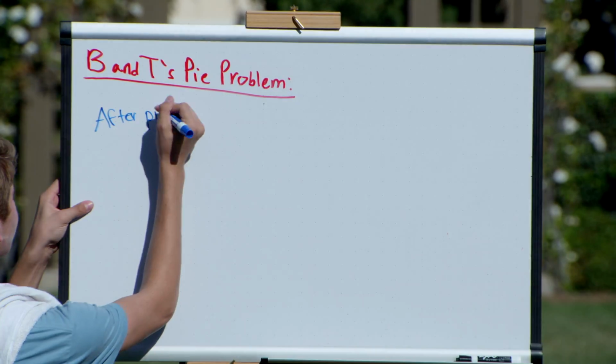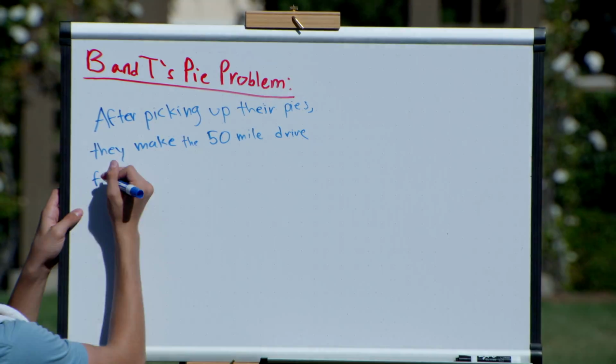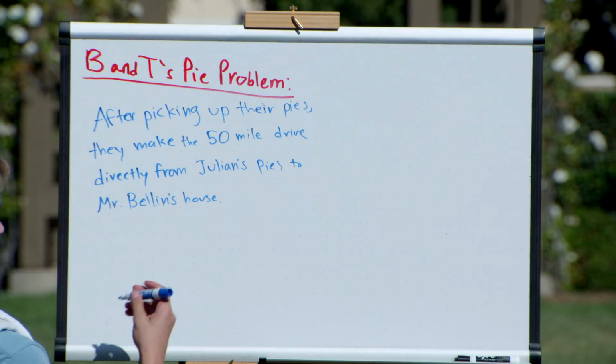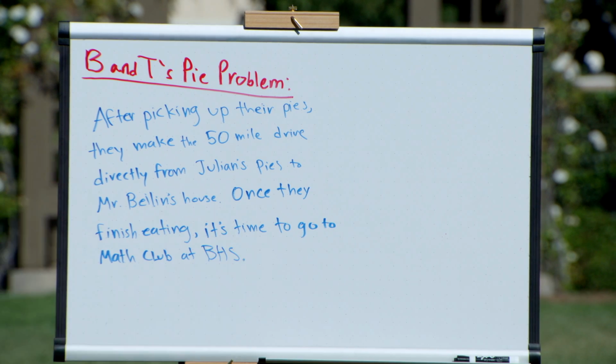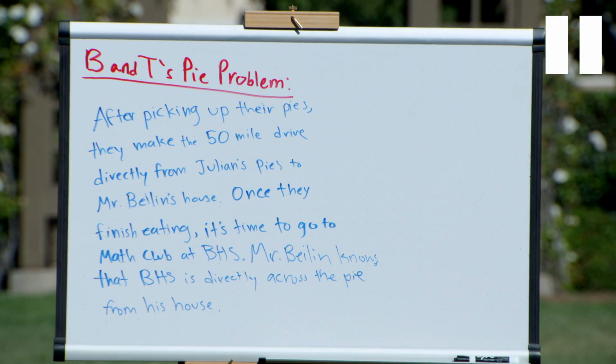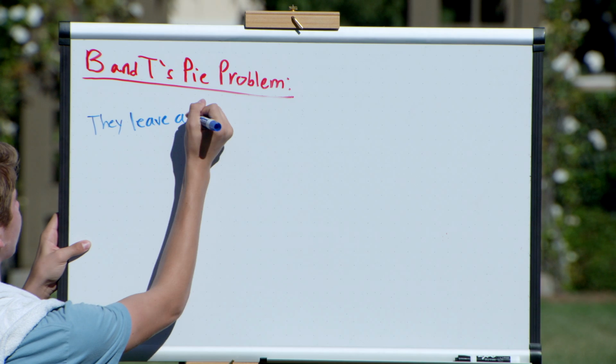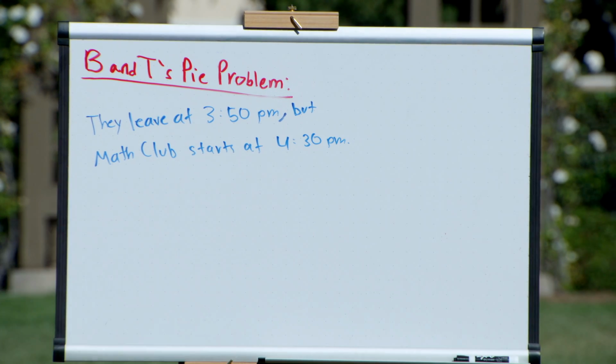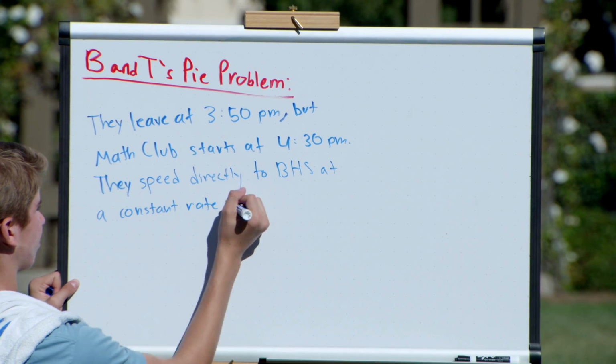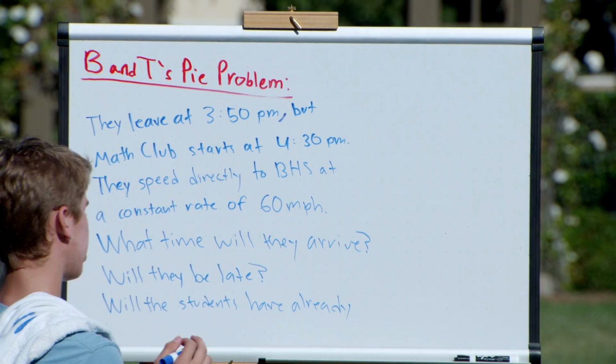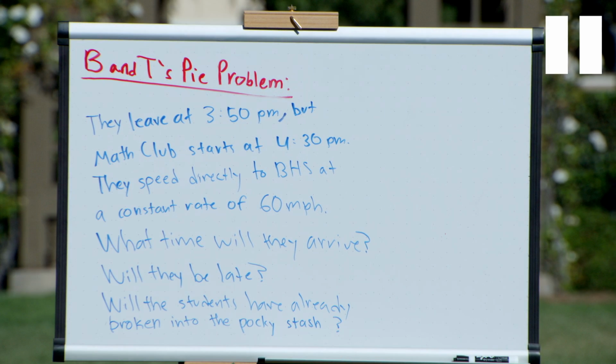After picking up their pies, they make the 50-mile drive directly from Julian's Pies to Mr. Baylin's house. Once they finish eating, it's time to go to math club at BHS. Mr. Baylin knows that BHS is directly across the pie from his house. They leave at 3:50 p.m., but math club starts at 4:30 p.m. They speed directly to BHS at a constant rate of 60 miles per hour. What time will they arrive? Will they be late? Will the students have already broken into the Pocky stash?